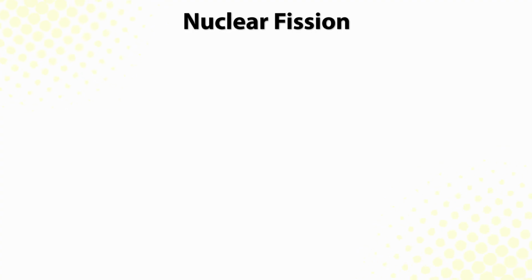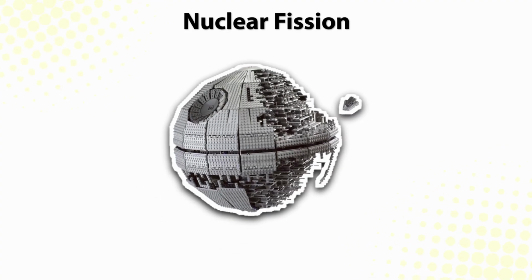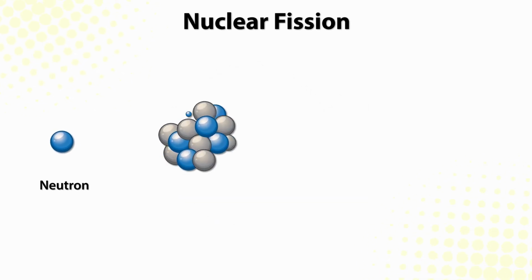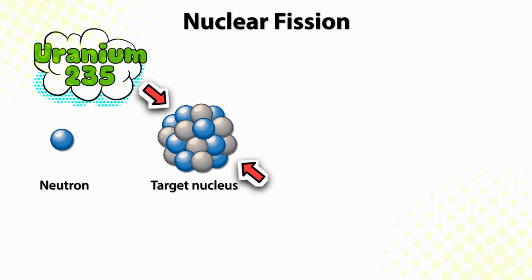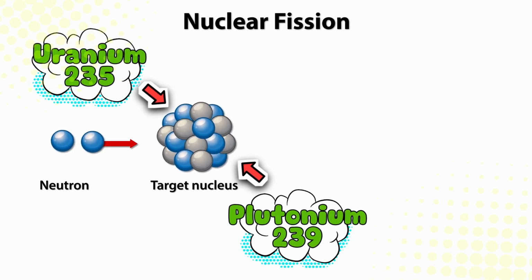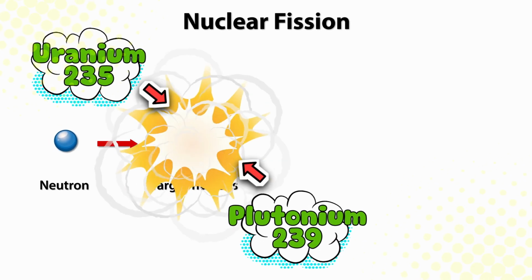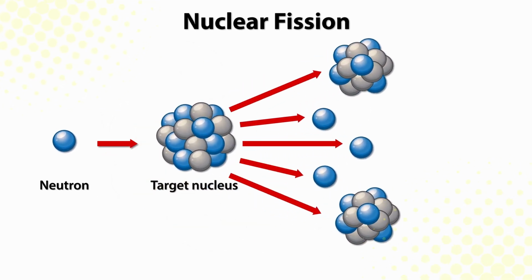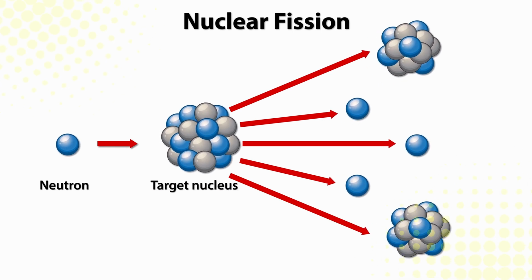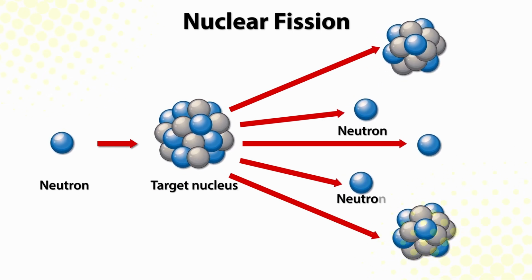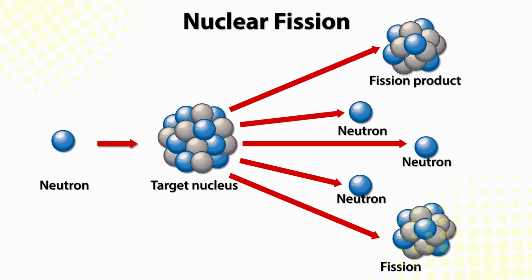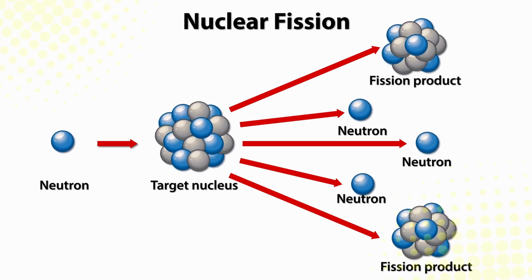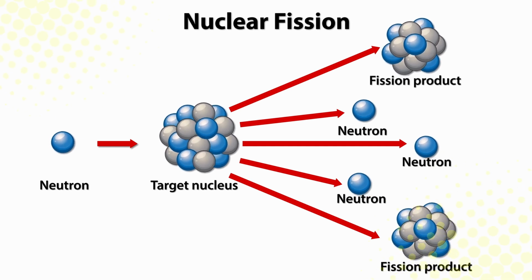Imagine an atom is like a Lego Death Star. In nuclear fission, we basically throw a neutron at it like a tiny wrecking ball. The atom, usually uranium-235 or plutonium-239, gets overwhelmed, panics, and splits into smaller atoms. Boom, fission. But wait, there's more. When that split happens, it releases energy and more neutrons, which go flying off and crash into other atoms, causing them to split too. And so begins a chain reaction.